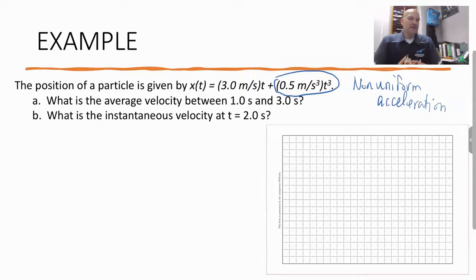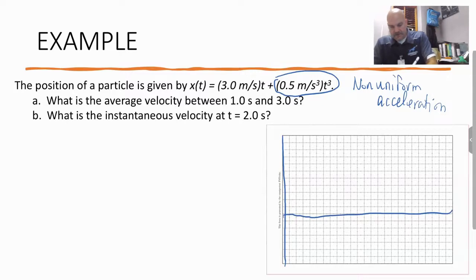So what we're going to do is find the average velocity between 1 and 3 seconds, and then find the instantaneous velocity at 2 seconds, which is the halfway point between these two times. So if I do just a quick sketch of what this function looks like, it's a cubic function. Again, I'm just going to sketch this. So it's like 1 and 3. Here's 2. The scale doesn't make sense, so let's change that up a little bit.